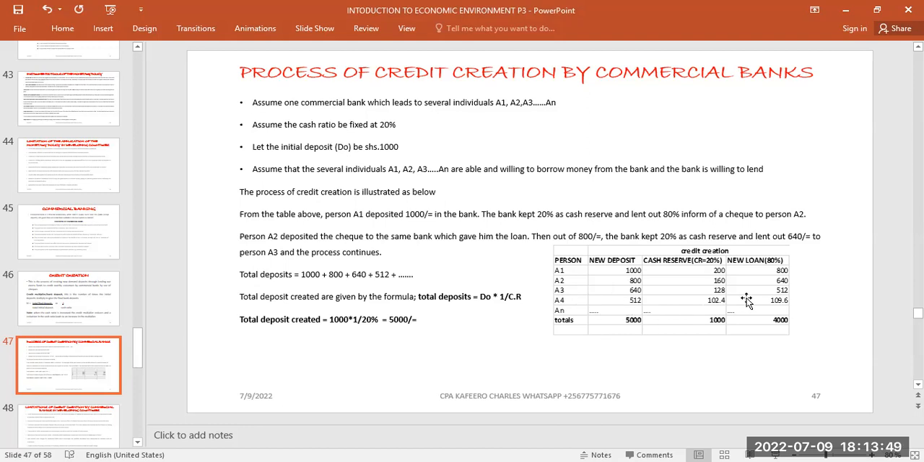But what happens? There are some scenarios. When we have kept this as cash reserve, if you have so many customers, what if this person we've given this 800 doesn't deposit the same checking into our bank? Then the process has to stop. That's the problem. So we are going to look at the limitations of this credit creation. If we lent out this 800 and the person doesn't deposit that money into our bank, then it means we are losing money. The process cannot continue.